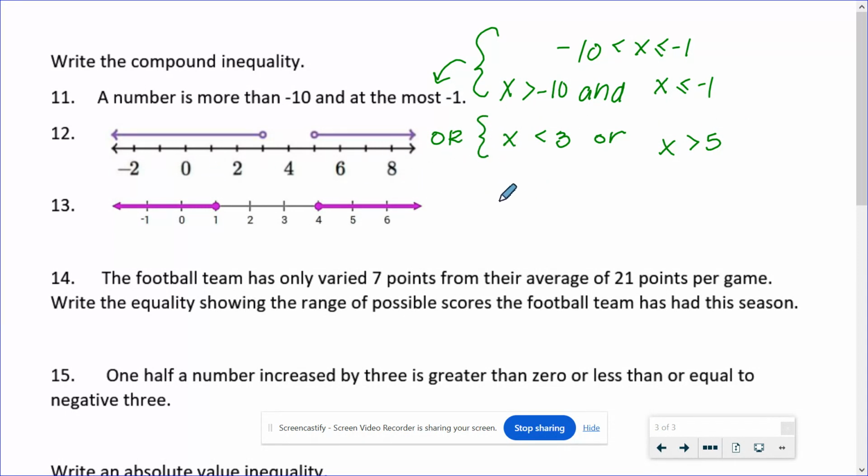Number 13 is also or, because the arrows are going out. So x is everything less than or equal to 1, or x is everything greater than or equal to 4. Those are our answers. So if it had been the opposite, had it been like this little section here, if it looked like that, then I would say that my answer is 1, which is less than x, which is less than 4. That would represent that graph. That's only an and question, okay? That was just me showing you a little extra.